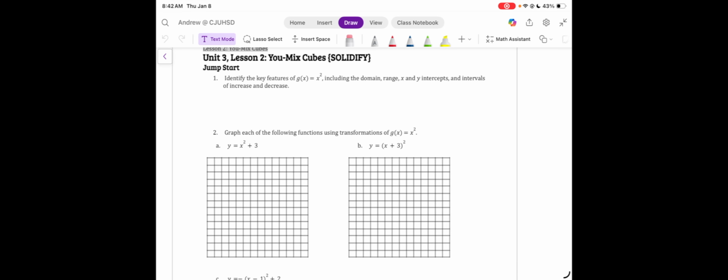Hello and welcome. This is Unit 3, Lesson 2, U-mix cubes. So what we're going to do in this lesson is connect what you know about parabolas, x squared, with the cubic function, x to the third.